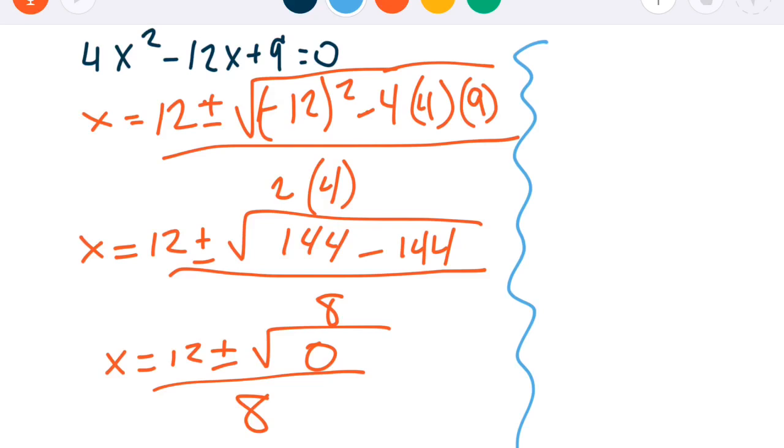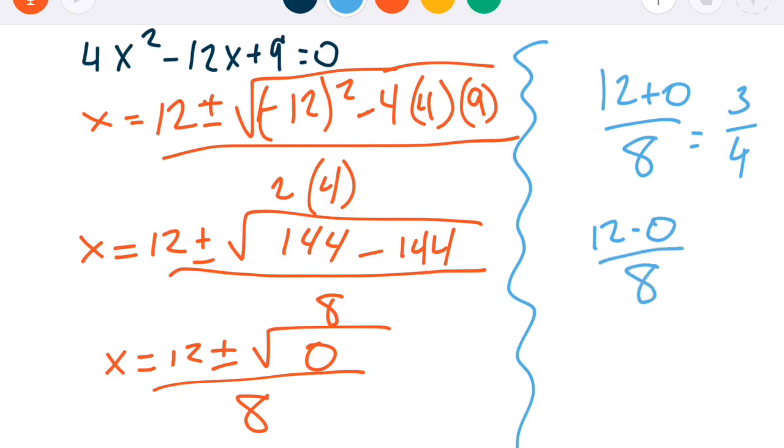So in this case, we have 12 plus the square root of 0, which is just 0, divided by 8. So that's going to be 12 over 8. 12 over 8 is 3 over 4. If we do the same thing with the subtraction sign, right, the plus or minus, that is still 12 over 8, which is 3 over 4. Excuse me, not 3 over 4. I apologize. It is 4 over 3.